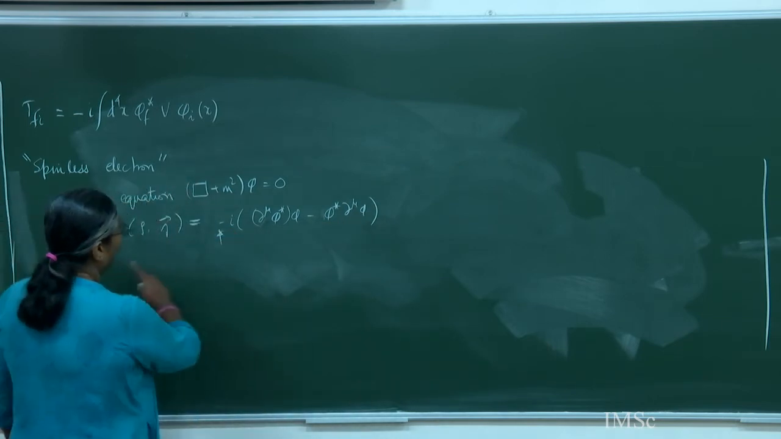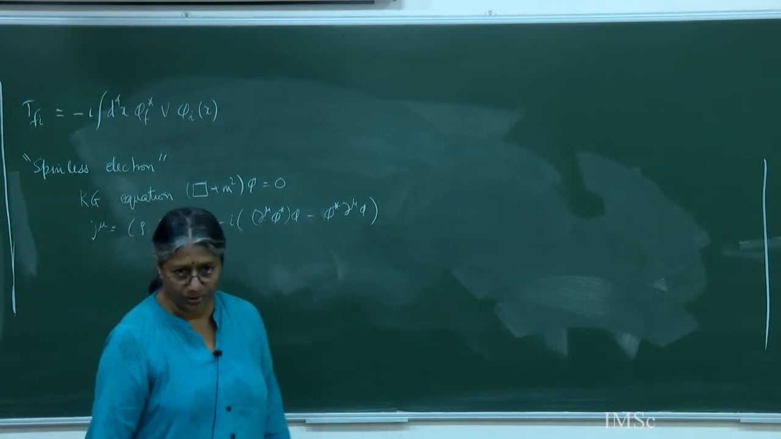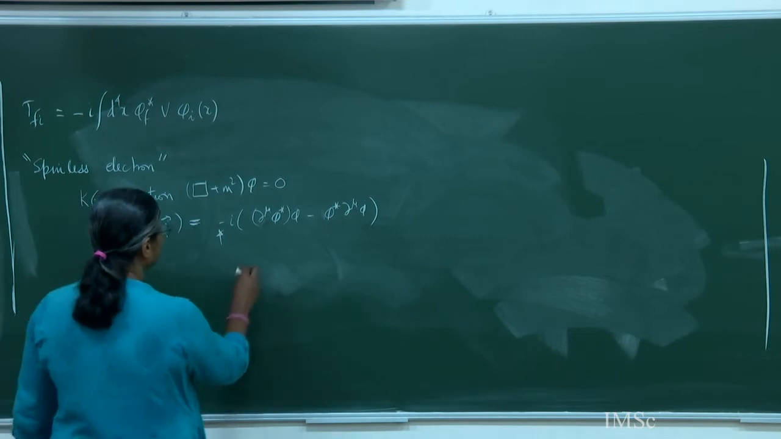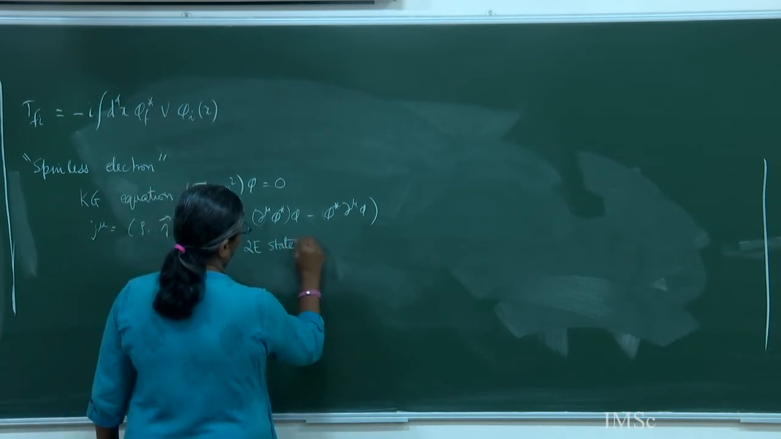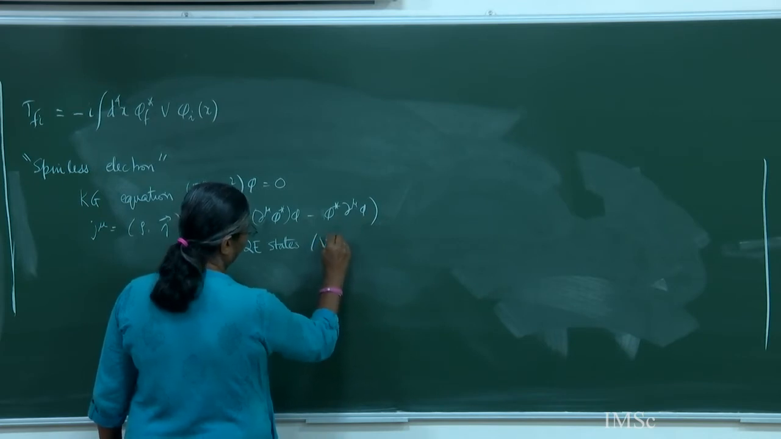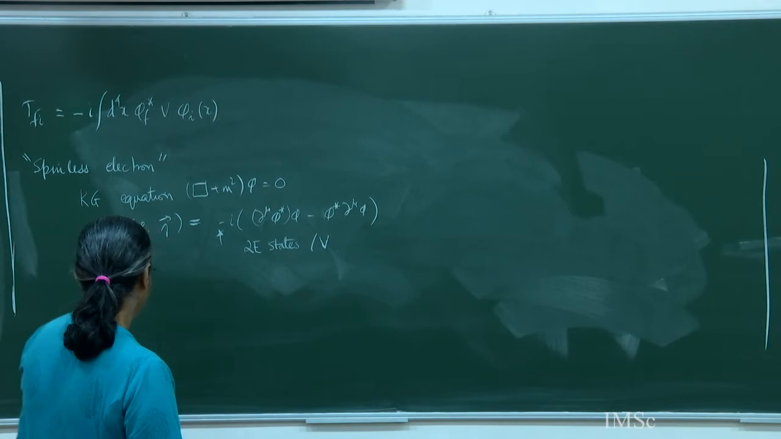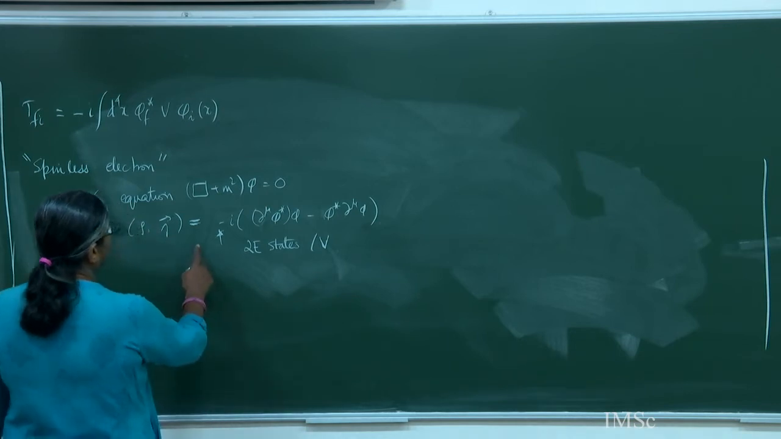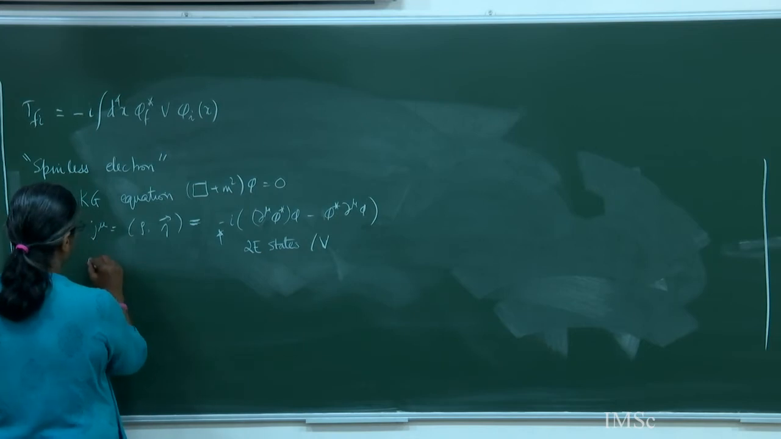And with this, if you put mu equal to 0, you get rho, and you found that that was normalized to 2E states per unit volume or per volume V. Okay, and so this was simply the number operator, and that confusion that we had.